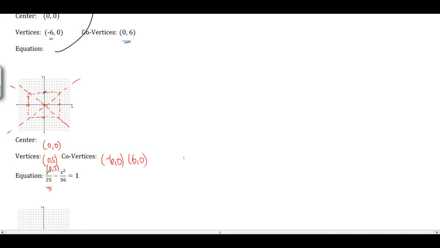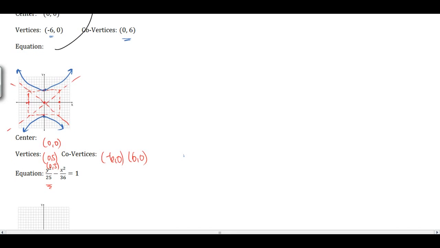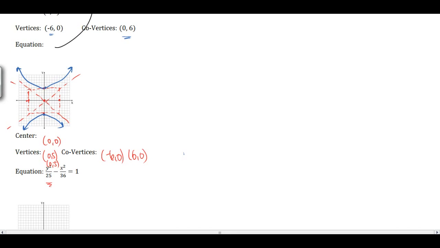And now all I have to do is graph it the right way. The y's came first. So notice parabola opening up here, parabola opening up. Another one opening this way, and there is my y's coming first. So if the y's come first, it goes in the y direction. If the x's come first, it goes in the x direction. And it's the same as ellipses, except it's different, right? You draw a box, you draw asymptotes, you got to pay attention to which way they open.